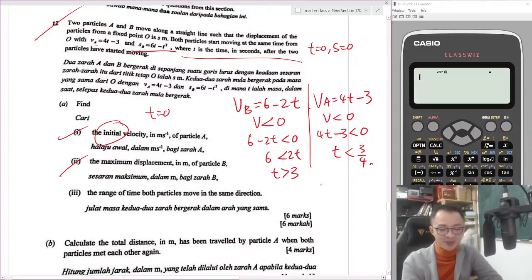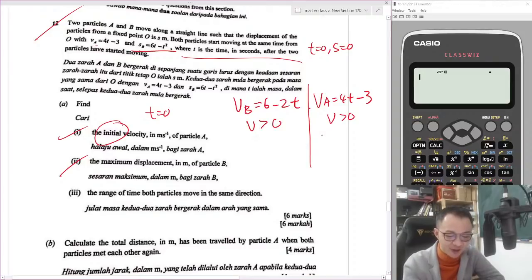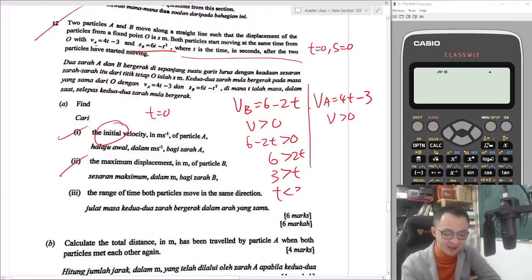And you realize one is bigger, one is less, so basically both of them don't intersect, right? Therefore, when V is less than 0, both of them don't move in the same direction, because one is bigger than 3 and the other is less than 3 over 4, so the times don't overlap. Alright, then I will do bigger than 0. I'm not sure if it's like this because this one is kind of weird to me. 6 minus 2t bigger than 0, 2t less than 6, time is less than 3.